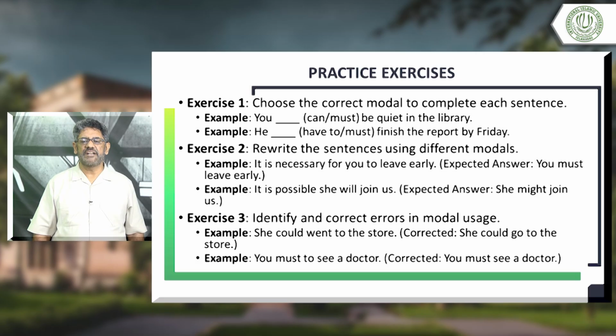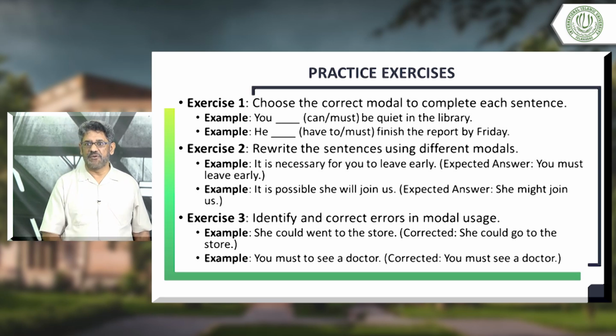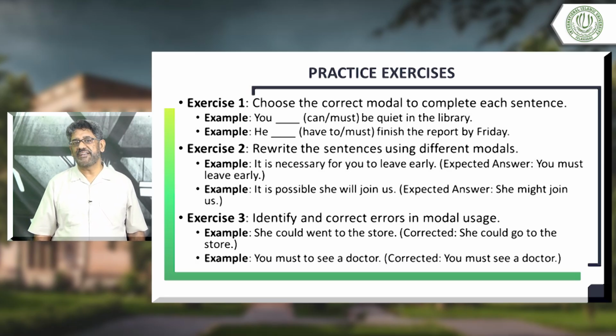Exercise 3. Identify and correct errors in modal usage. She could went to the store. Now, the corrected one is she could go to the store. After could, after the modals, immediately after the modal, we use the first form. We use the base form. She could go to the store. We don't say she could went, she could played. No. Always after modals, immediately after modal, we use the base form, right?